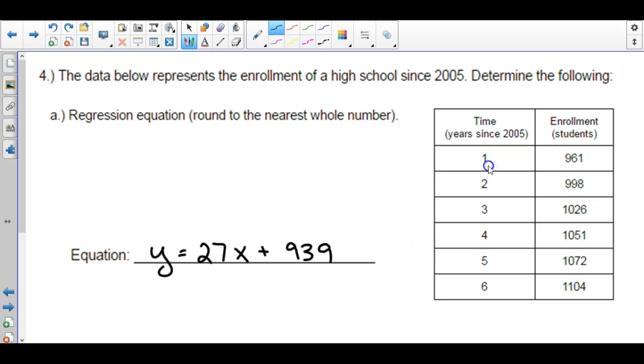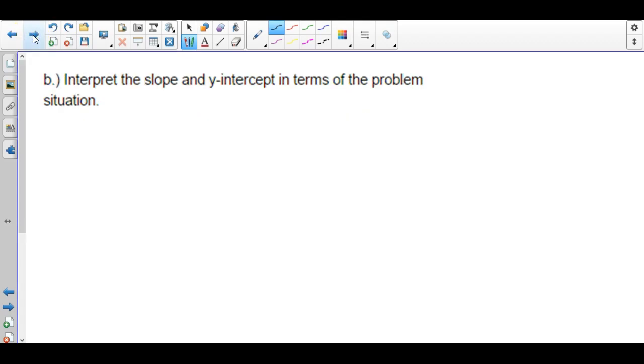So just taking a look at these values, your y-intercept would be, if I had a 0 value up here, this would be approximately 939. And I say the word approximately because that wouldn't be the exact enrollment in 2005. These were all the exact values. So anytime we use this equation, it's only going to give us approximate values. So that's the next part of this, which is interpreting the slope and y-intercept.